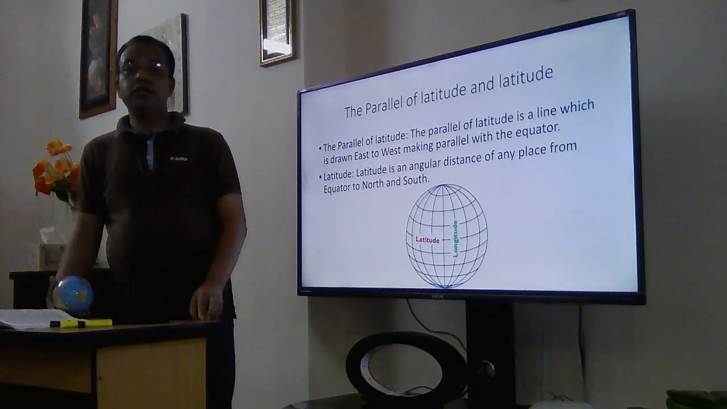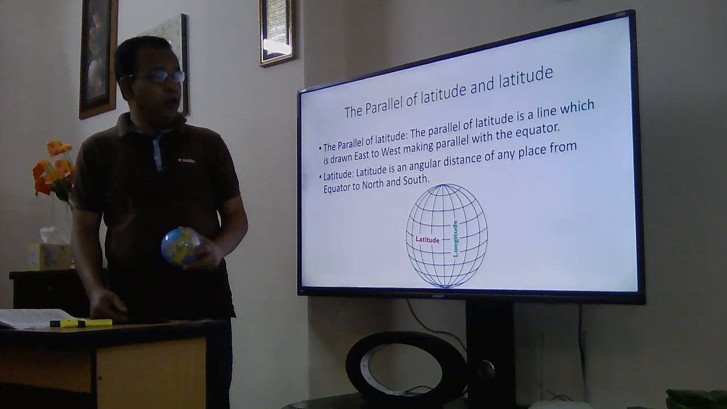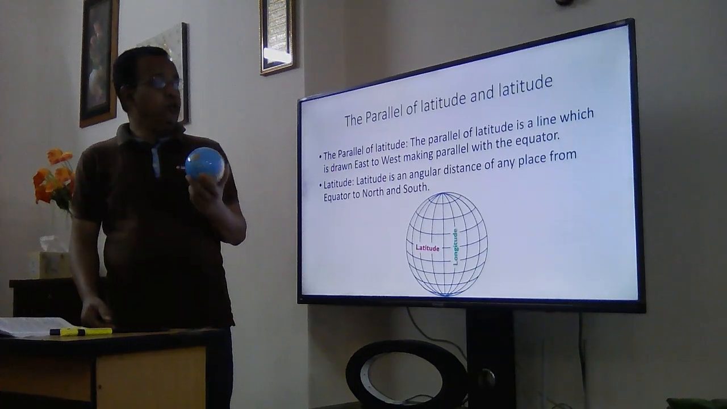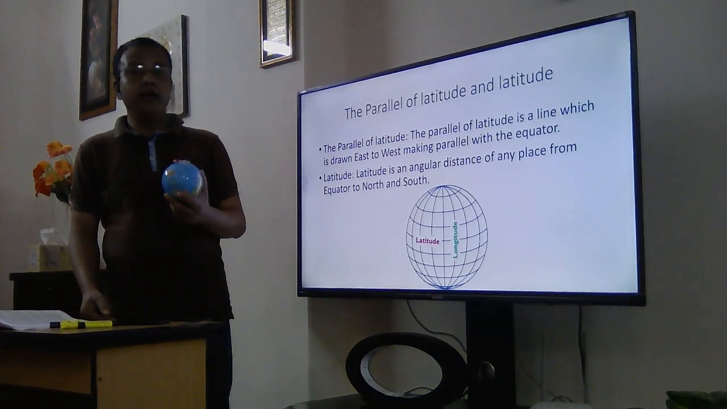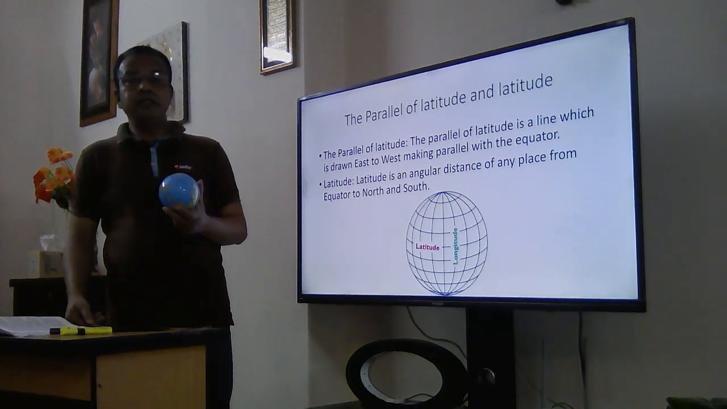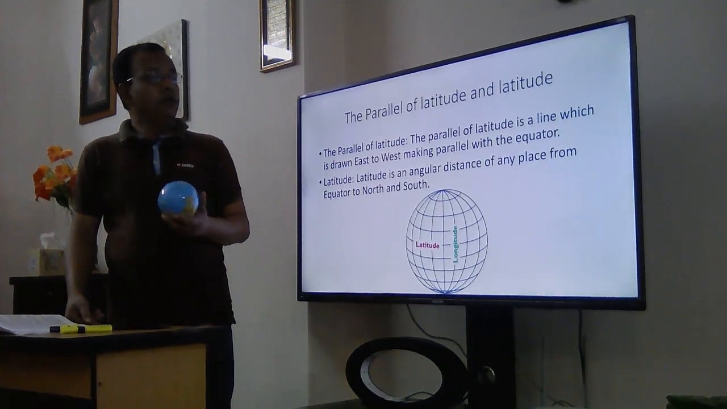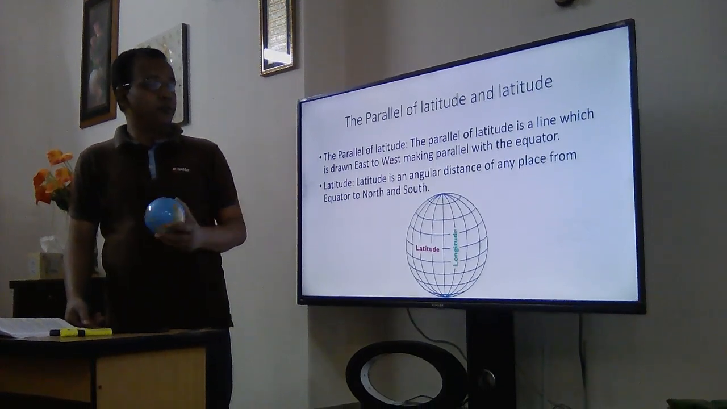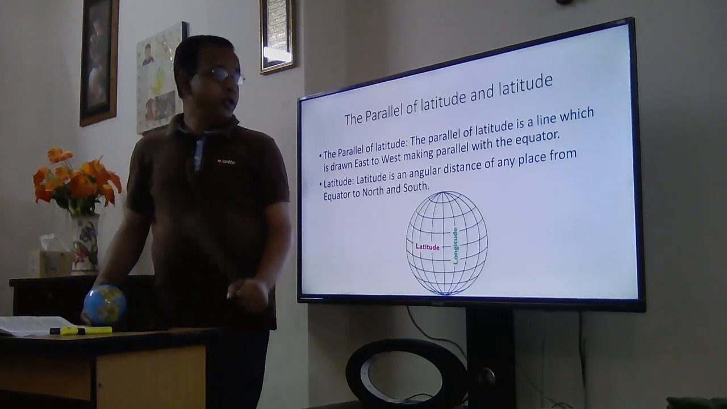But there is a question, why do we have to measure angular measurement? Our earth is like a circle, and if you want to measure distance in any circular region, then you have to take angular measurement. And angular measurement is always expressed in degrees. In higher math classes, when you find out circular regions, you will see this. The lowest value of latitude is 0 degree, and the highest value of latitude is 90 degree.